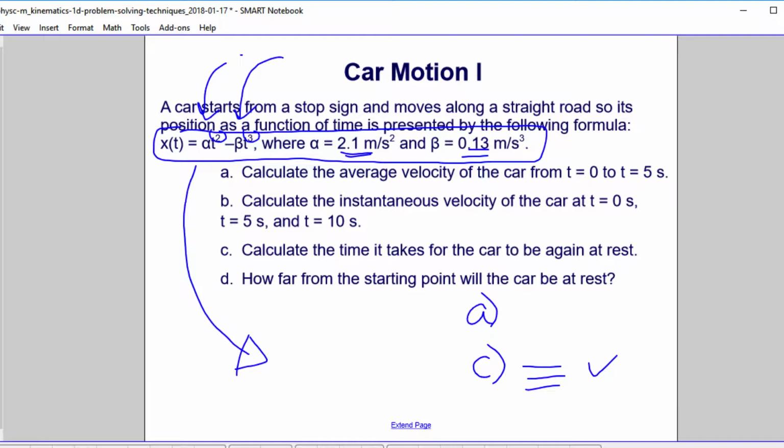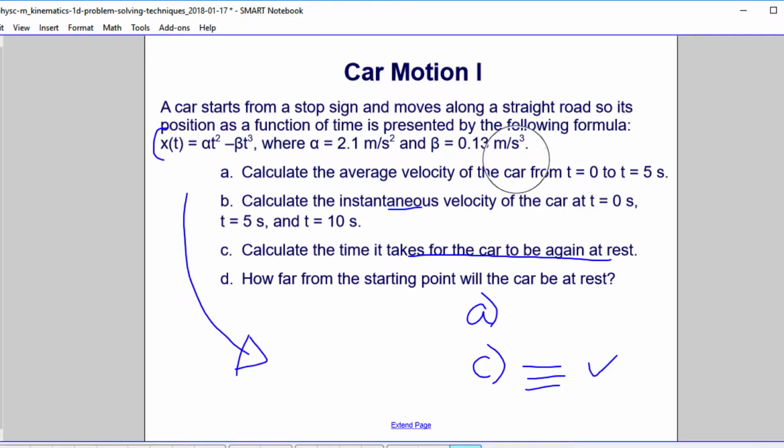So what do we have to do? First, the average velocity of the car from time equals 0 to time equals 5 seconds, then some instantaneous velocities, then the time for when the car is again at rest. You can see it starts at rest because if you plug time equal to 0 into this equation, you get the position is equal to 0. And then we want to find out how far from the starting point the car will be at rest again.